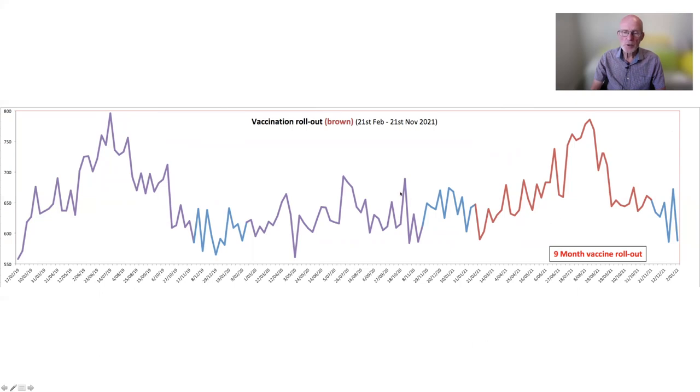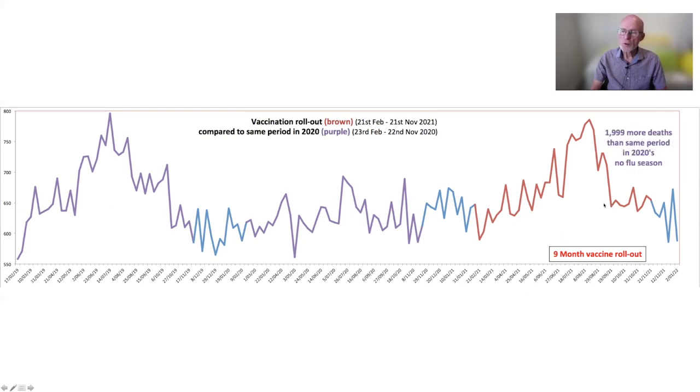The first thing I did was compare with exactly the same time in the previous year, which is just down here. There's the dates there that I've looked at, and the result is this. There are 1,999 more deaths than the same period in 2020, this period here. And there was no flu season here or here. So the question is, why were there 2,000 extra deaths in this 9 months?